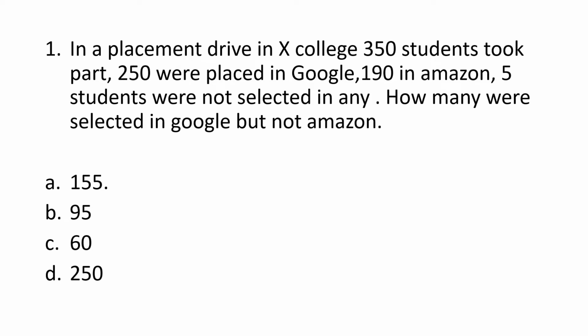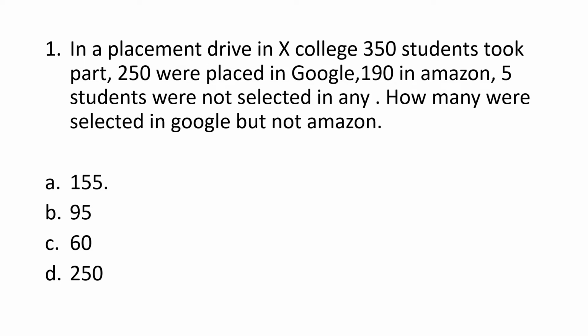See, in this question, we can clearly see that it uses the formula A union B, A intersection B. If we observe, consider students placed in Google as A, and students placed in Amazon as B. If you consider the A union B, the total 350 will be the universal set, but only 5 among them are not selected in any. So 350 minus 5, which is 345, will be the union. We are given A union B, A and B, and we find the A intersection B first of all. So the A intersection B will be 250 plus 190 minus 345.